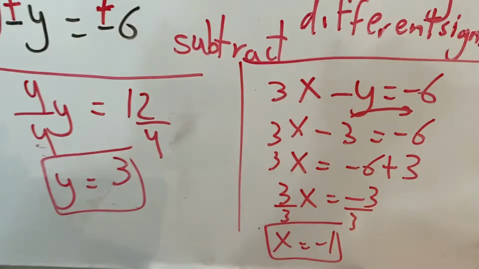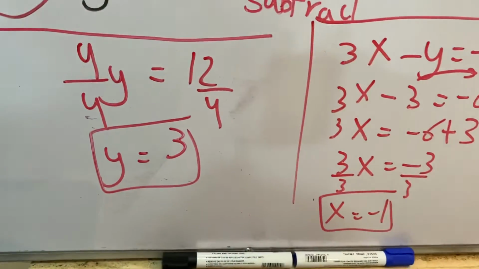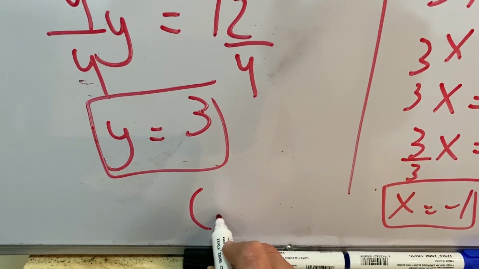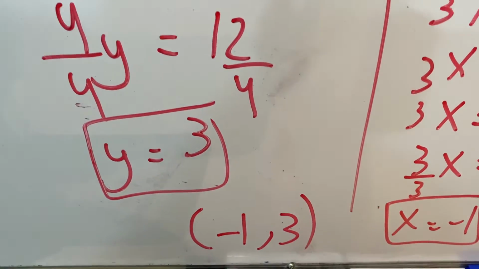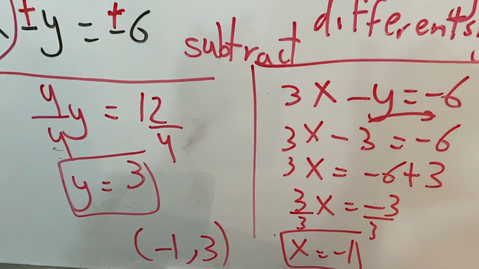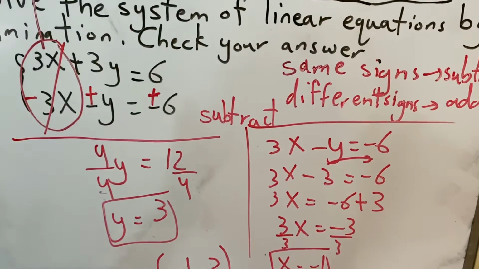So this is my answer. I have x and I have y. Now I can write my ordered pair. So my ordered pair is minus 1 and 3. I write the x and then the y. This is my answer. Now I did not finish because I have to check my answer.